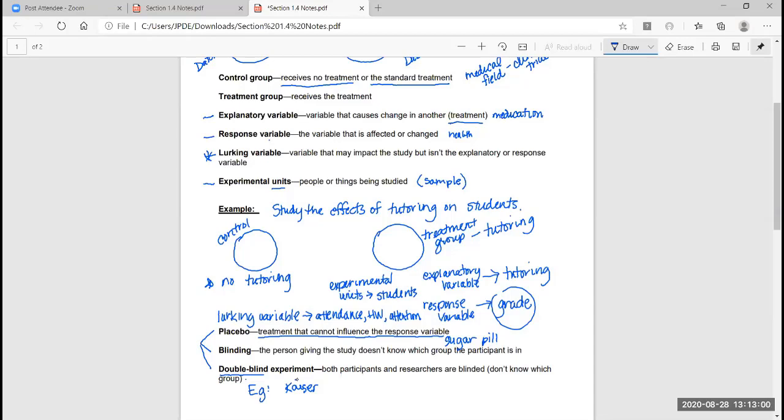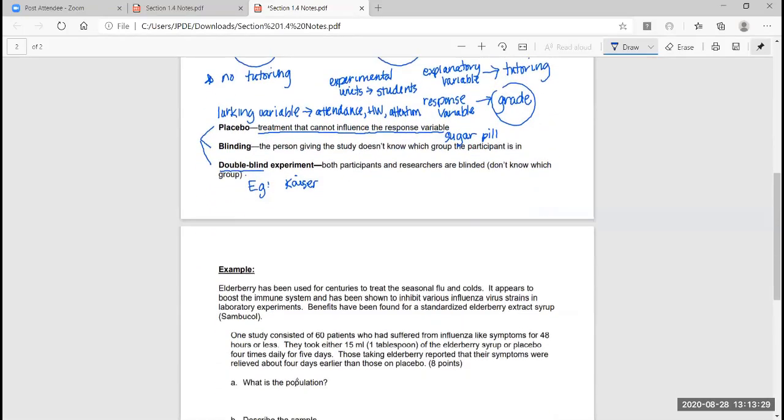The study ended up being so successful, they stopped it early and started making the recommendation for infants to receive this, because it was so effective at helping. I think it was the Prevnar vaccine. So double blind, neither the participant or the researcher knows. Single blind, it's one knows and one doesn't.